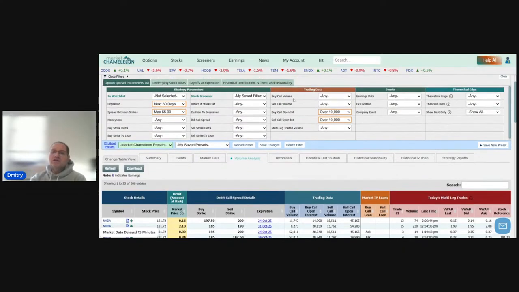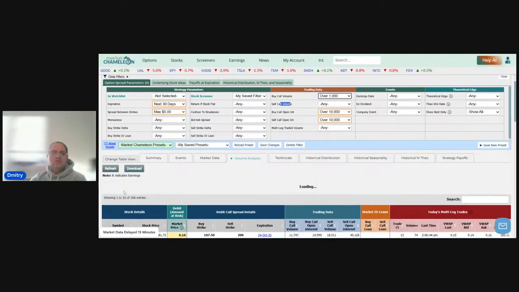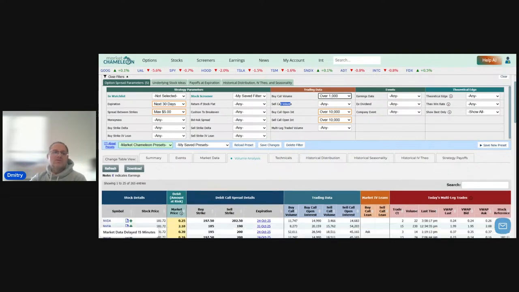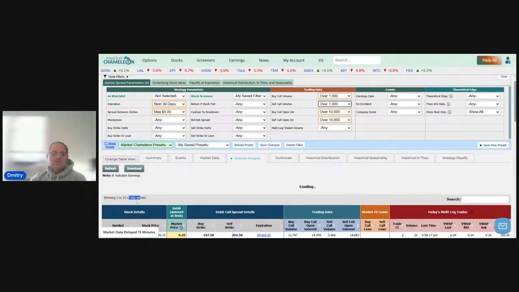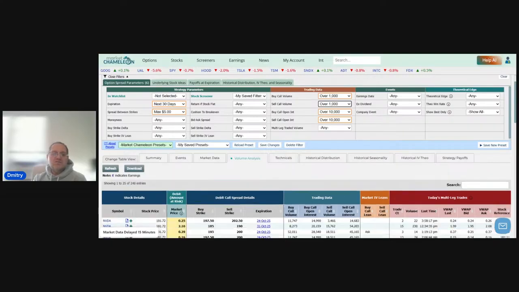So we could set today's volume. Let's go over 1,000 on the buy side. Let's see how much that brings us down to. So now we're at 265. Let's do 1,000 on the sell side. That will bring us down from 265. Let's see what that does. Now we're at 248. Okay.